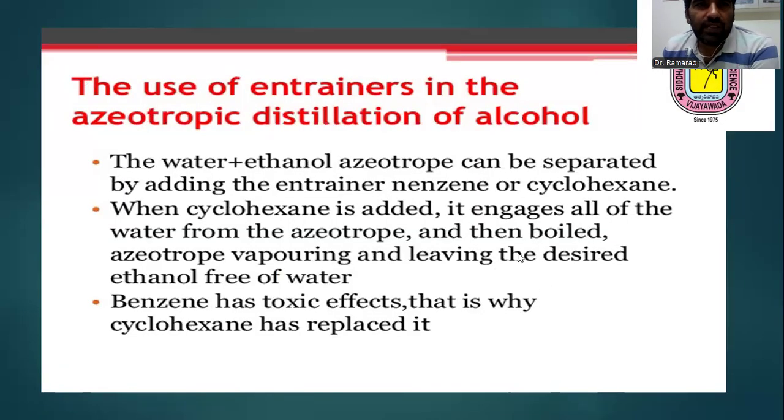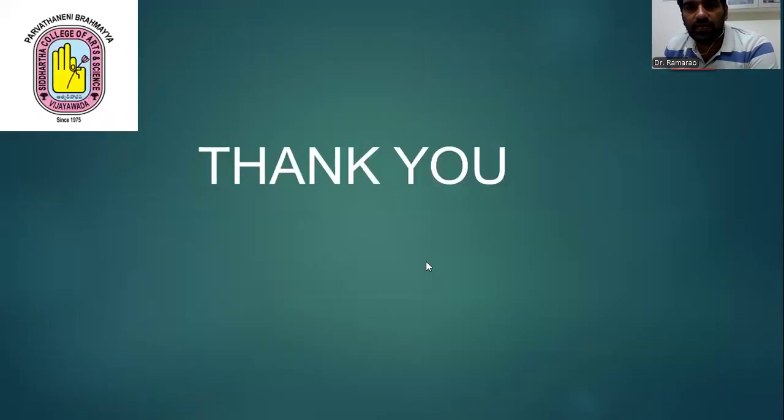For example, the ethanol water azeotrope can be separated by adding cyclohexane. When cyclohexane is added, it engages all of the water to form an azeotrope, and the boiled azeotrope evaporates, leaving the desired water-free ethanol. Actually, here there is a spelling mistake: it should be benzene. Benzene has some toxic effects, so that's why nowadays cyclohexane is used. Thank you.